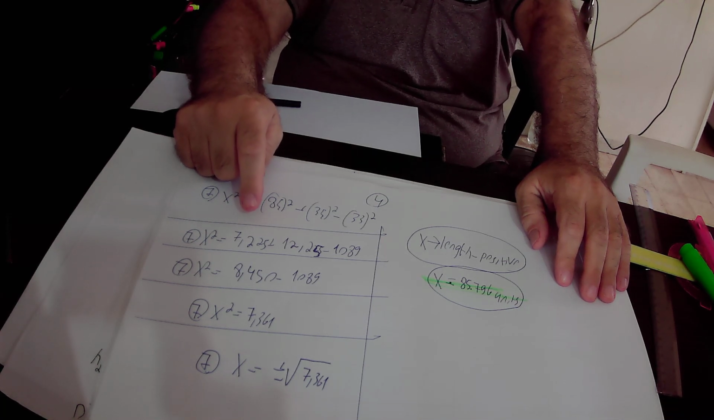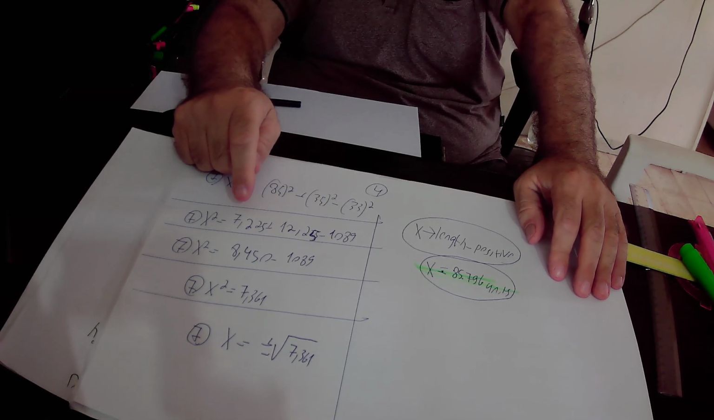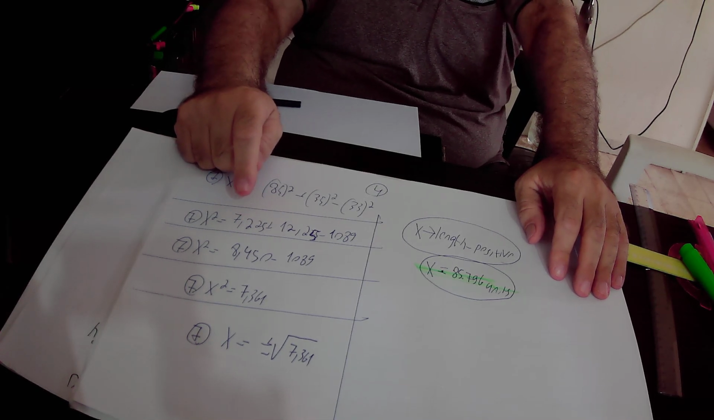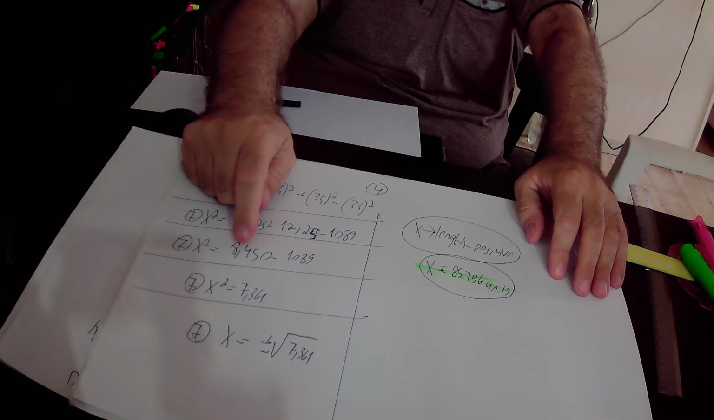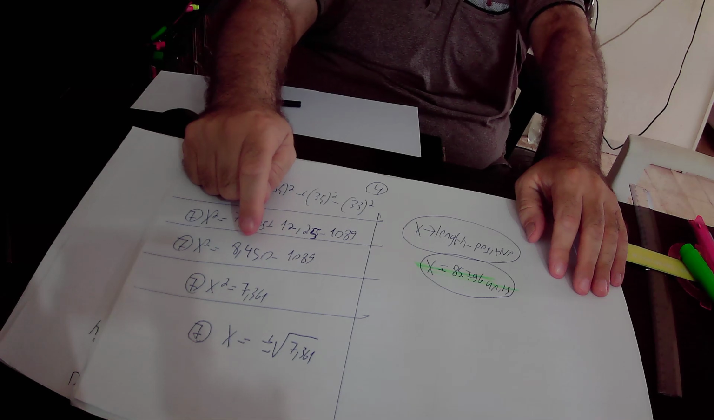So x squared equals 7225 plus 1225, which is 8450, minus 1089, which is 7361. So we found out that according to equation number 7, x squared equals 7361. We took a root out of this equation, equation number 7, and found out that x equals plus or minus the square root of 7361.